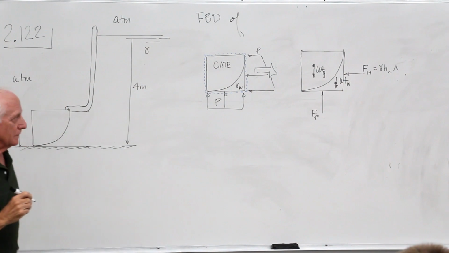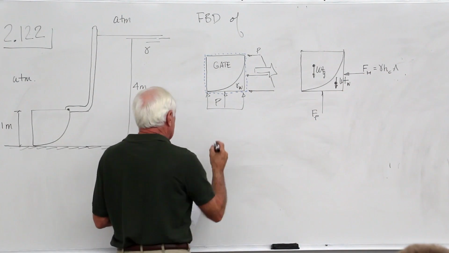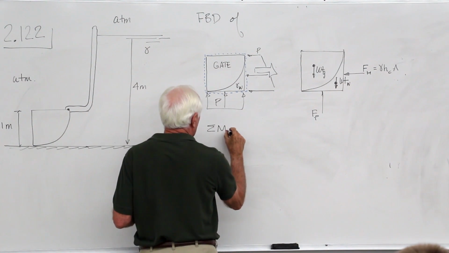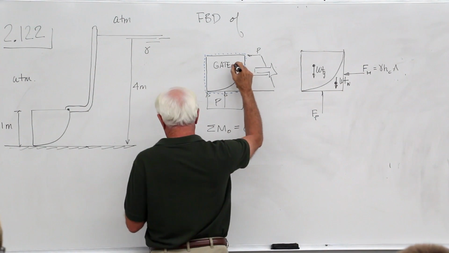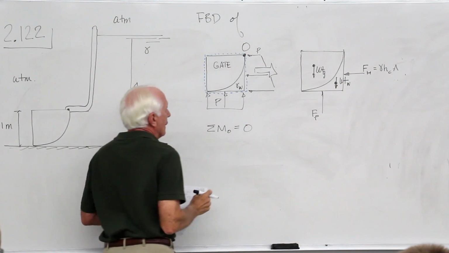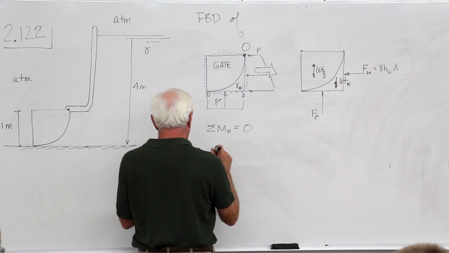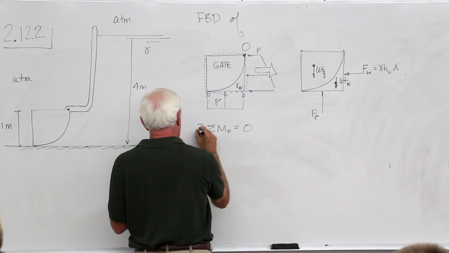And there they are. Okay. Sum the moments about point O equals 0. Point O is right here. Let's write them down here. I'll call clockwise positive.